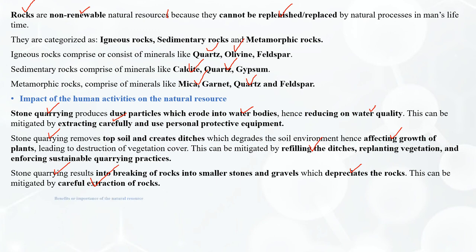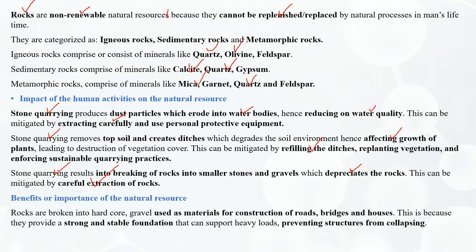Now the last one is the importance or the benefit of the natural resource. But the question is, which natural resource are we talking about? We are talking about the natural resource which is rocks. So you can say rocks are broken into hardcore gravel used as material for construction. This is because they provide a strong and stable foundation that can support heavy loads, preventing structures from collapsing.